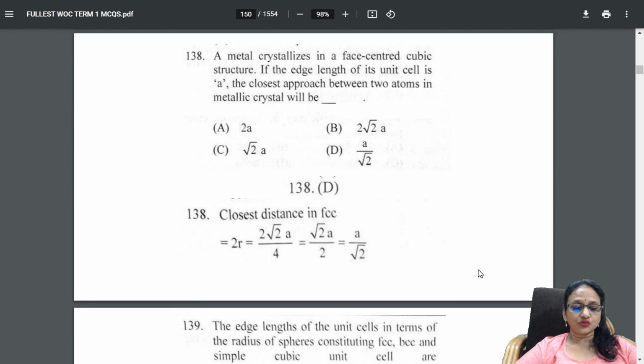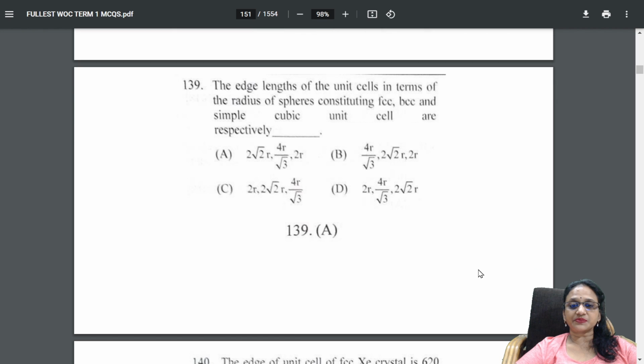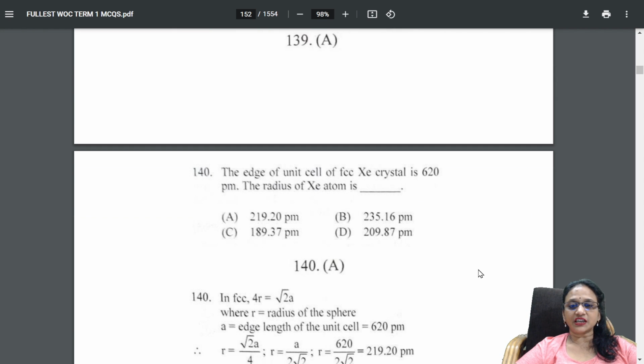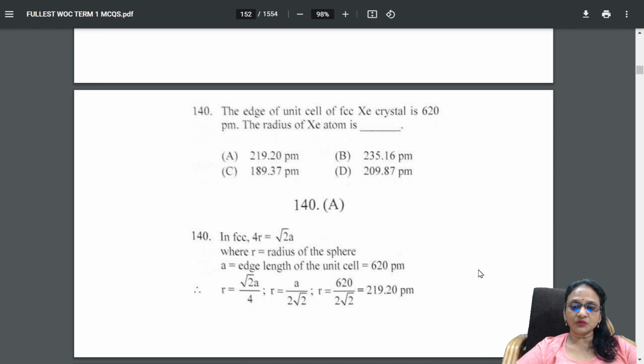Yes. So the formula is given. You're just substituting in the questions. The questions which are direct, I'm not giving the solutions. The questions which require some working out, you need to work out on that.